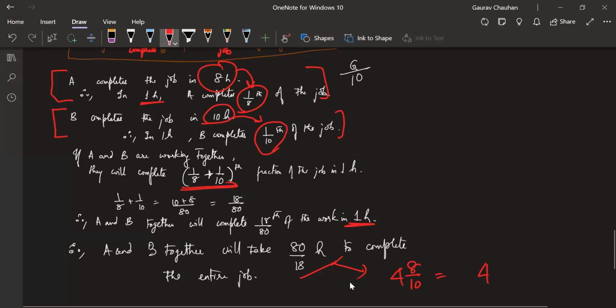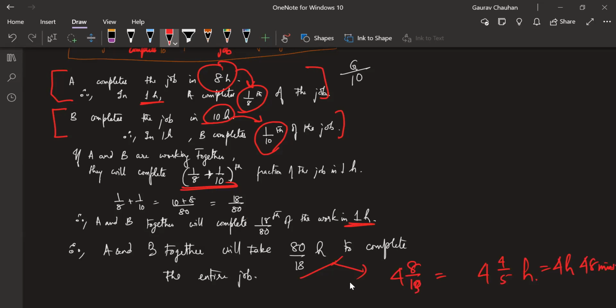4 by 5 hours. Okay, that's basically 4/5 of an hour. 4/5 of an hour is how much? Break 60 minutes into 5 parts, take 4 parts, 48 minutes.